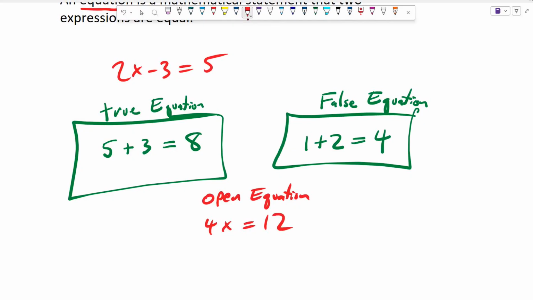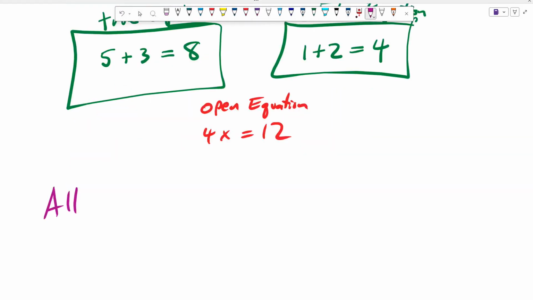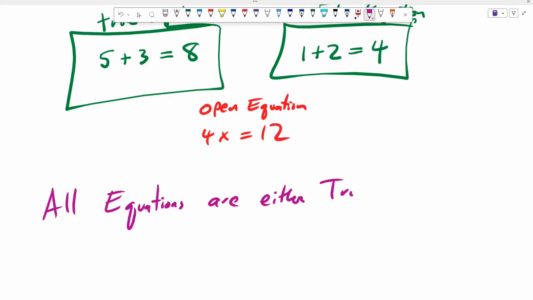Basically, anytime you see a variable inside an equation, it's an open equation. All equations are either true, false, or open.